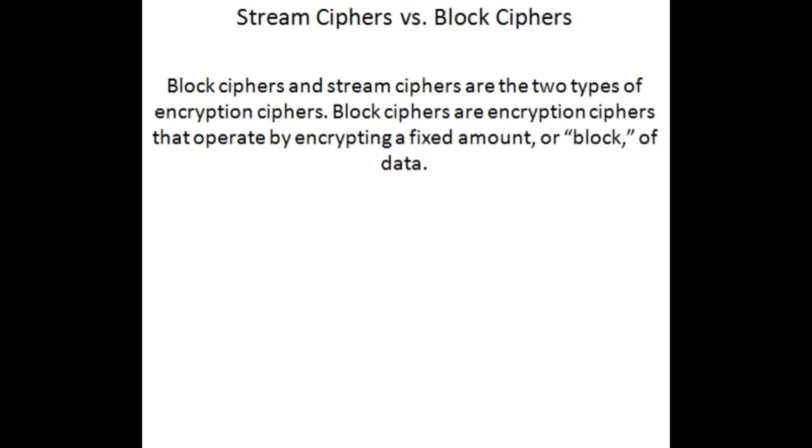Stream ciphers versus block ciphers. Block ciphers and stream ciphers are the two types of encryption ciphers. Block ciphers are encryption ciphers that operate by encrypting a fixed amount or block of data. The most common block size is 64 bits of data. This chunk or block of data is encrypted as one unit of clear text.